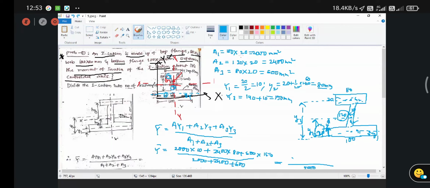So see here, 100 by 20, 2000 is the area. Okay, this is correct. 120 into 2, how much? 2400, correct only. This particular section is the web only. And the area 3 is nothing but 80 by 20. So this is 1600, sorry. So this one is also 1600. So 1600 you have to put.